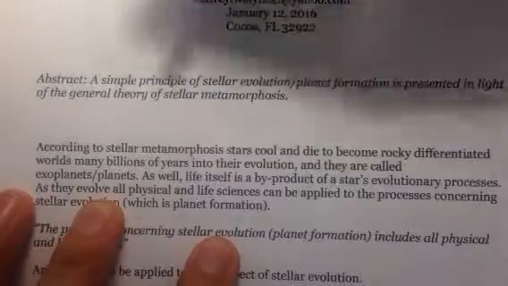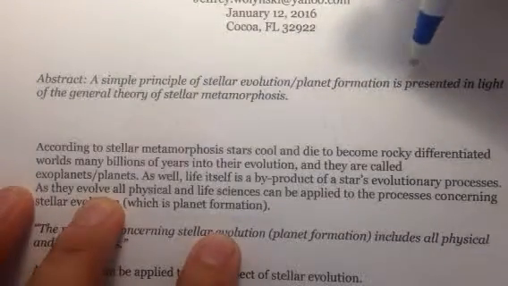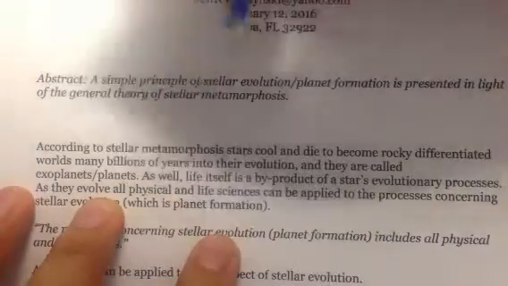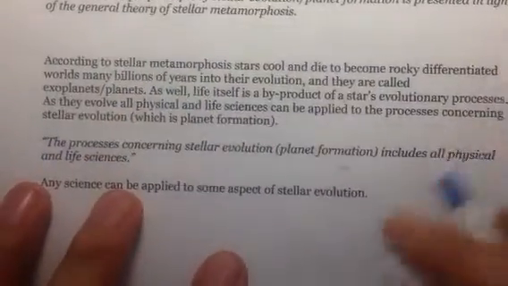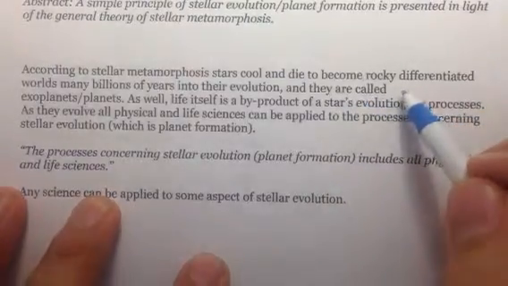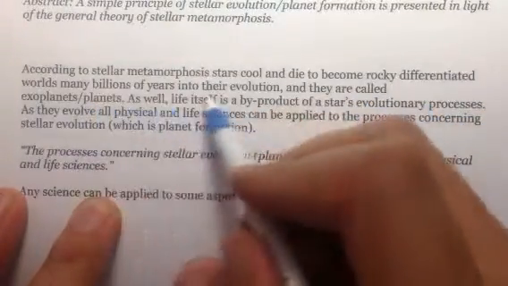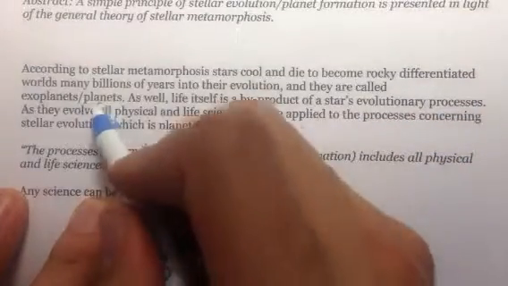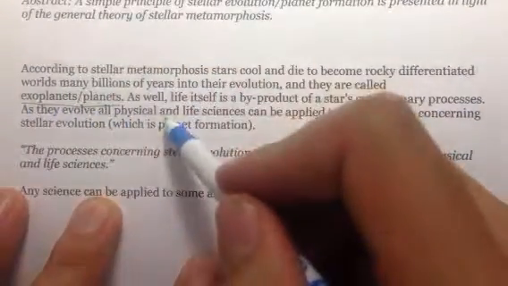It says here, a simple principle of stellar evolution plant formation is presented in the light of the general theory of stellar metamorphosis. According to stellar metamorphosis, stars cool and die to become rocky, differentiated worlds many billions of years into their evolution, and they are called exoplanets or planets. These are just older stars.